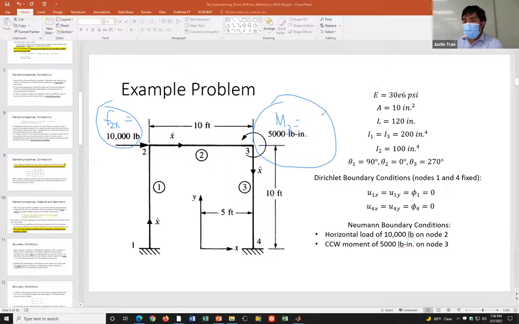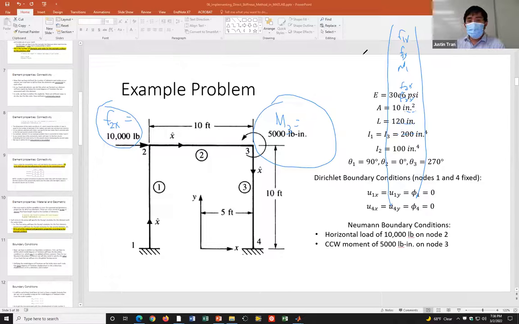Normally when we're solving these problems by hand, we don't apply these until the very, very end. The way we usually do these is that we have our vector here. And so here we have F1x, F1y, M1, F2x, F2y, and so on, right?